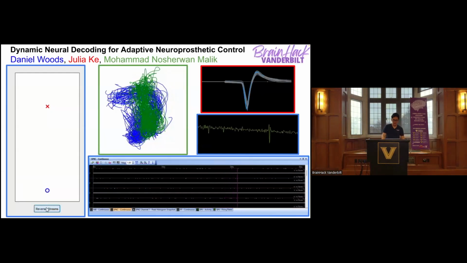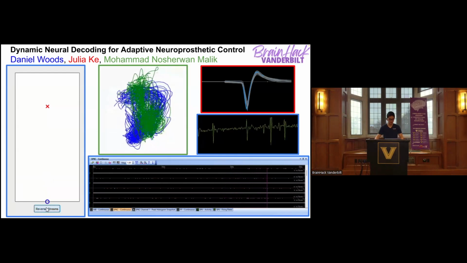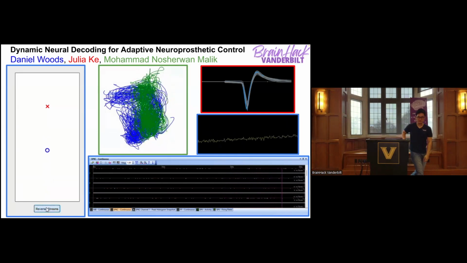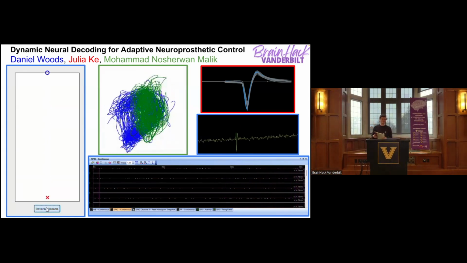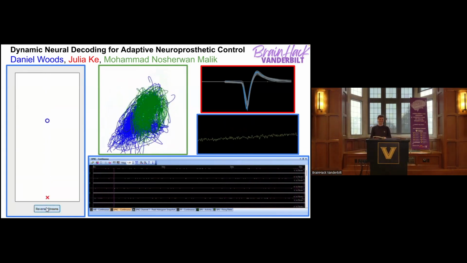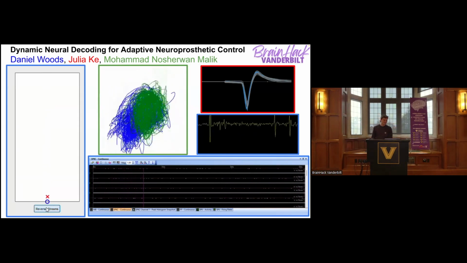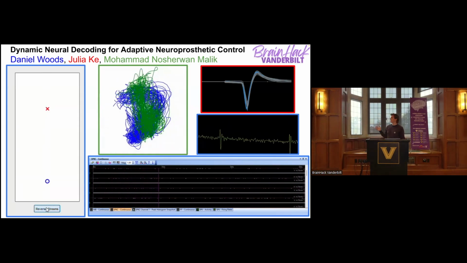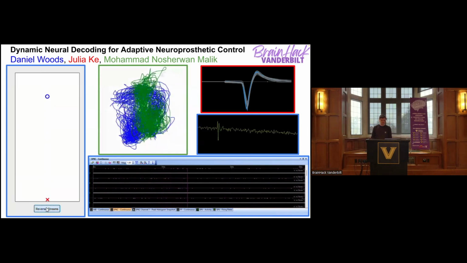Now we have dynamic neural decoding for adaptive neuroprosthetic control led by Daniel Woods with contributors of Julia and Mohammed. Julia and Mohammed are virtual today, so it'll just be me up here if you want to take the photo. Yeah, of course. So this project definitely wouldn't have happened without the help of both of them. I kind of color coordinated what each of us were able to take care of.